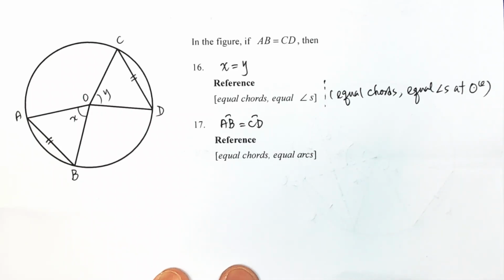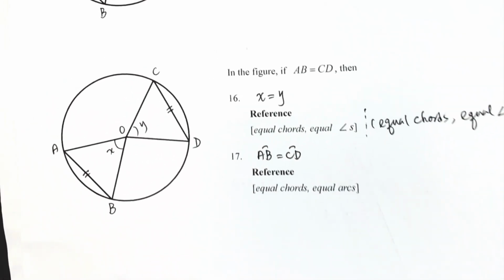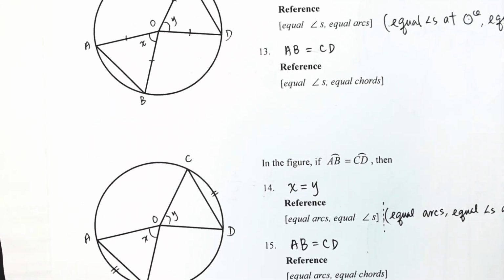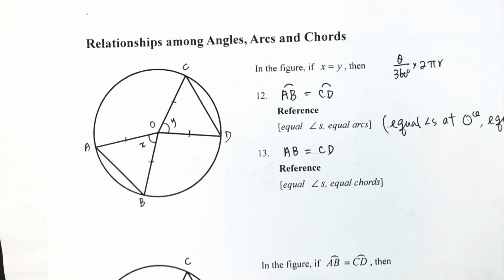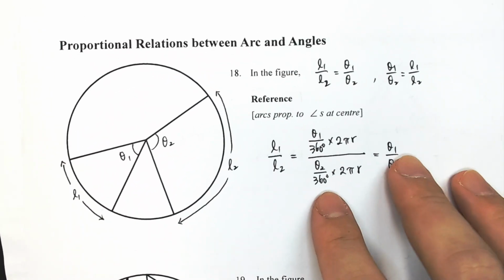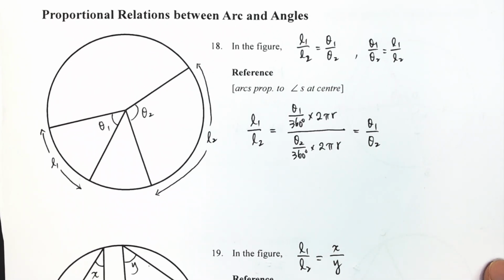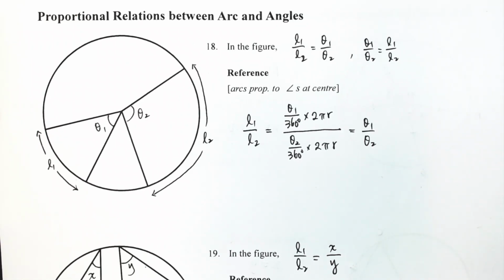Okay, so that's all for this video about the relation among angles, arcs, and chords, about something equal and something about proportional relation. Okay, and in the next video I will give you some worked examples based on the use of these references. Okay, stay tuned and thanks for watching.